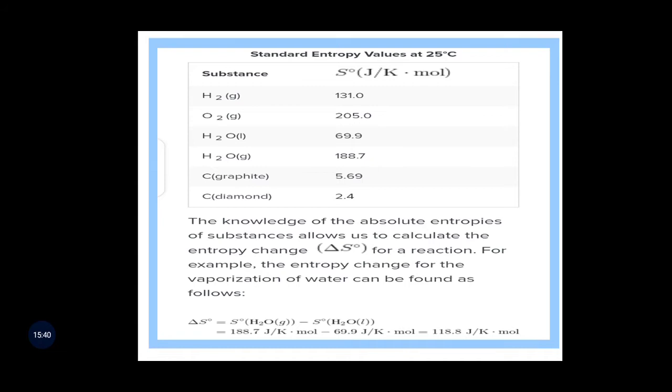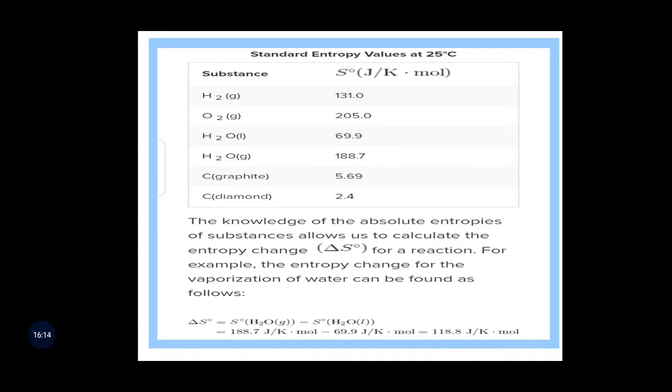So for example, the entropy change for the vaporization of water can be found as the entropy of the product minus the entropy of the reactant, just as you have in enthalpy. So if your answer is negative, then you should know entropy is decreasing, and if your answer is positive, then the entropy is increasing.